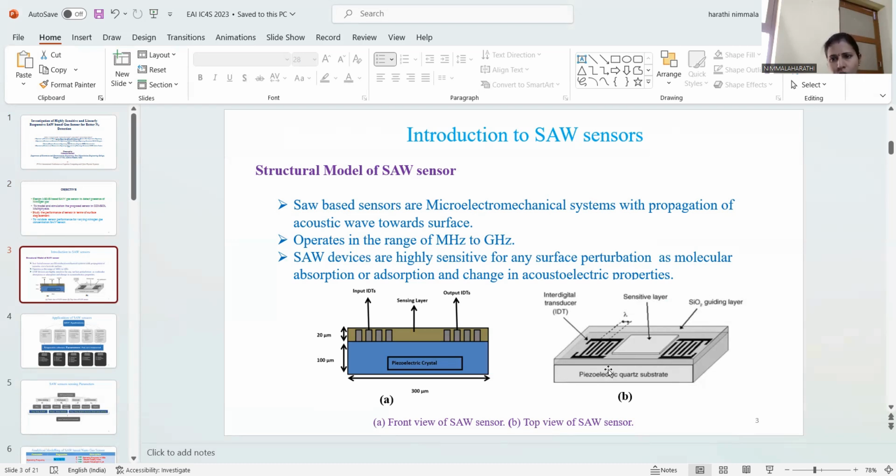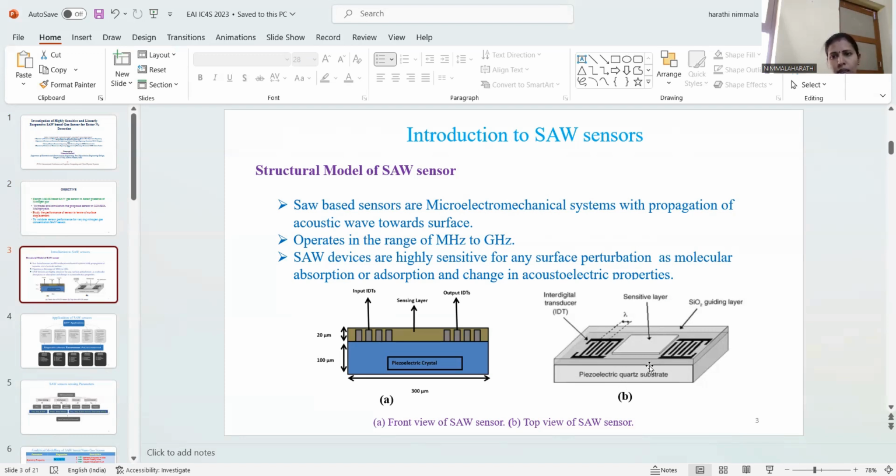And this acoustic signal, which is generated, will propagate over the surface of the sensing layer, and it transfers to the output IDT. At the output IDT, the potentials are the same alternating potential, and once again the acoustic signal gets converted into the electric signal. During the transmission of this signal, it is influenced by the electric properties of the IDT, the electric and mechanical properties of the sensing layer, and also the electric and mechanical properties of the piezoelectric crystal.